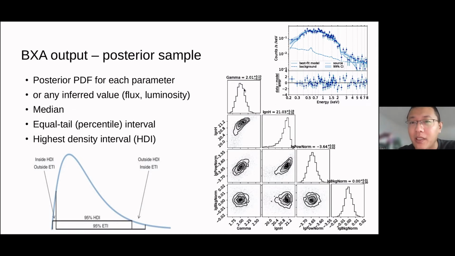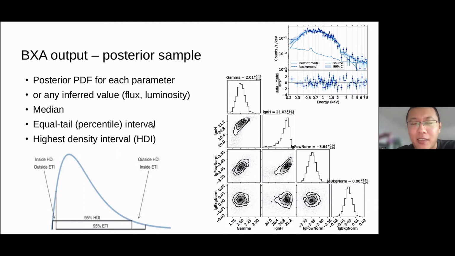However, a PDF is not easy to use. For a catalog, we still need to report a value. Of course, the most important value would be the median value measured from the PDF. Also, we can provide a measurement of the uncertainty. One method to calculate the uncertainty is the equal-tailed interval method. In this case, below the lower limit and above the upper limit, the PDF covers the same area.